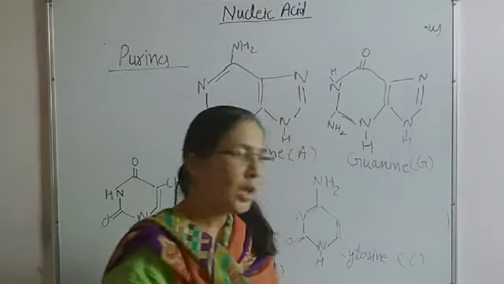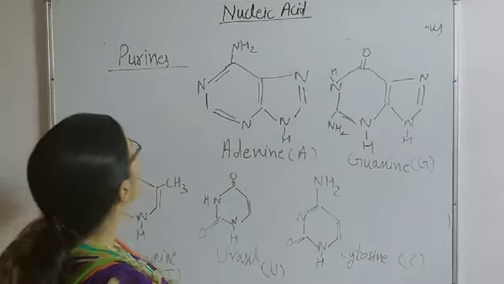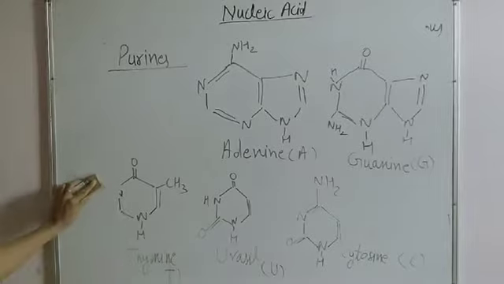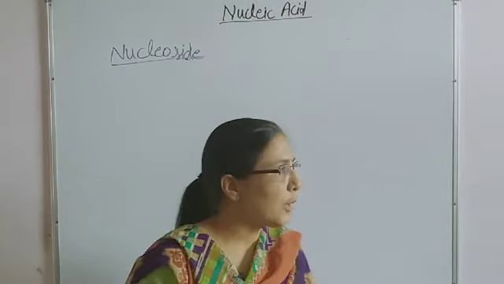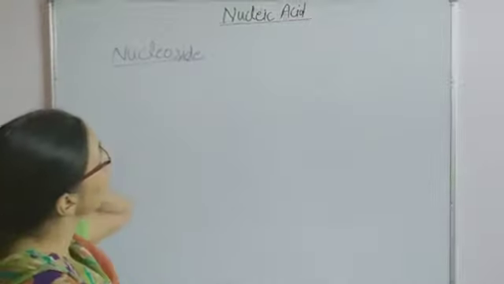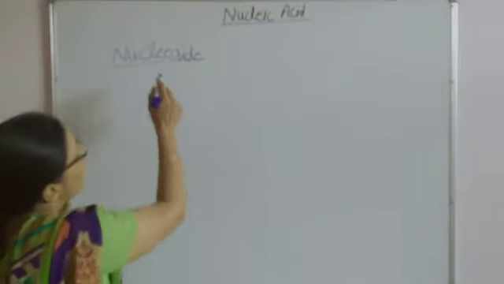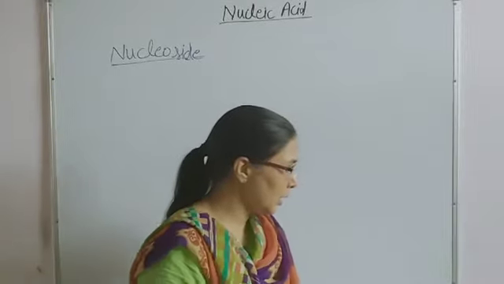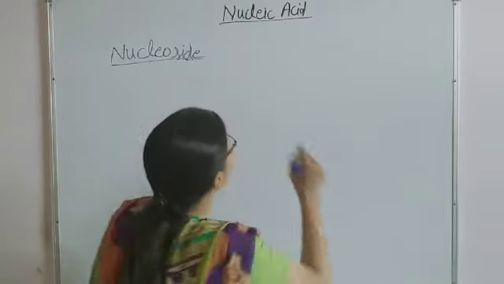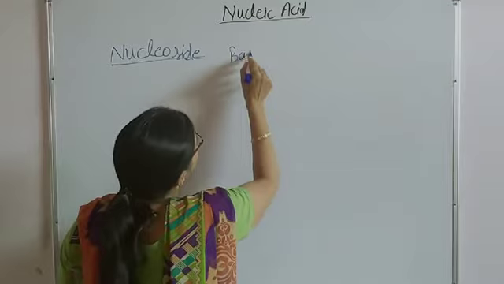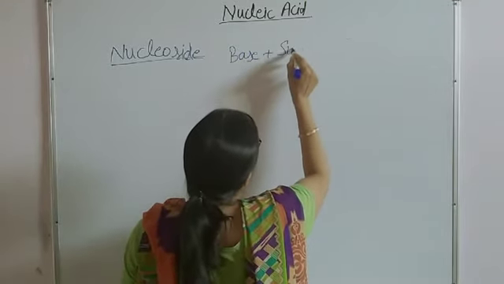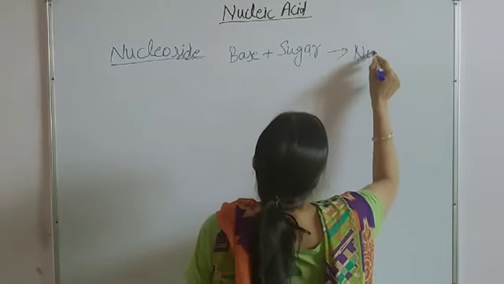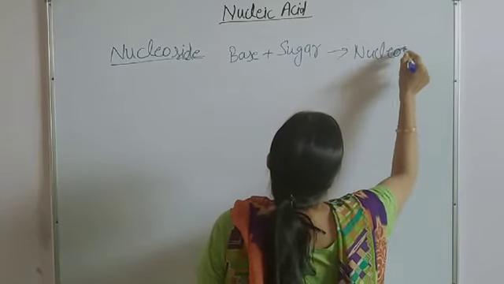Now we will work on nucleosides. The first step in the formation of DNA and RNA molecules is the formation of a nucleoside. A nucleoside is basically a combination of base and sugar. Base and sugar combine, and then a nucleoside is formed.